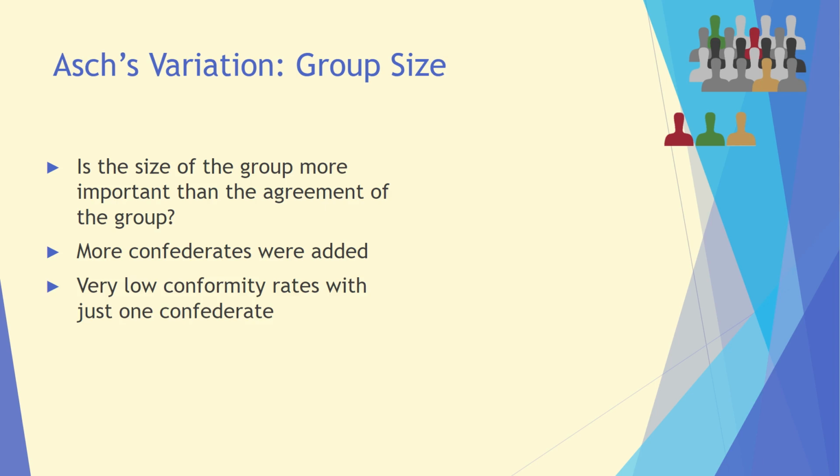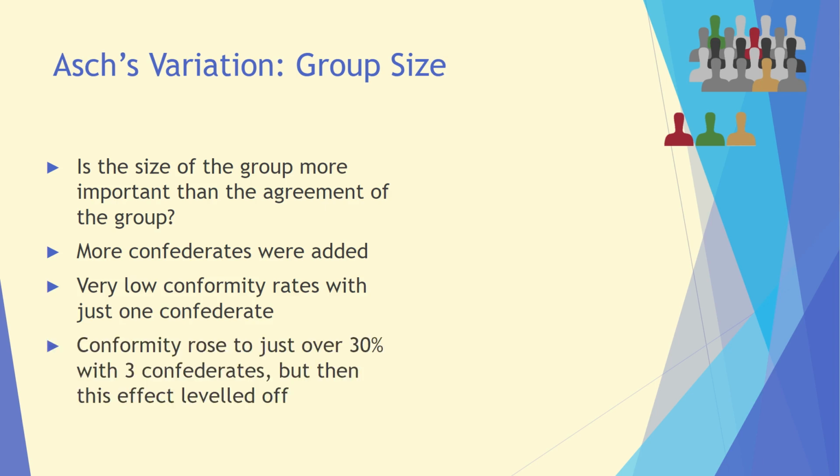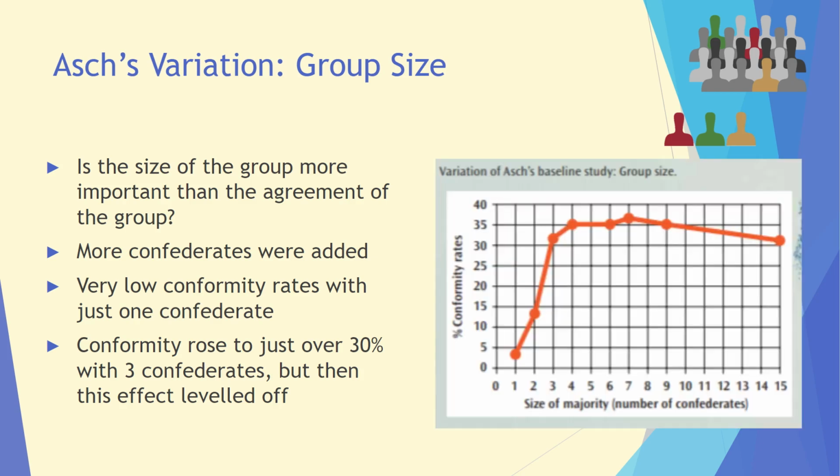There were very low conformity rates with just 1 confederate, and conformity rose to just over 30% with 3 confederates, but then this effect leveled off. And it's easy to see in this graph.